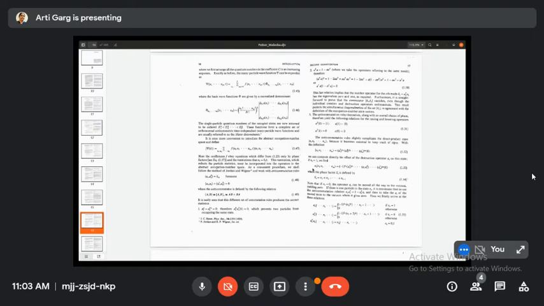Is it clear? yes, yes. Sitaram, are you following the discussion? So do you have any doubt here? You have read this part?